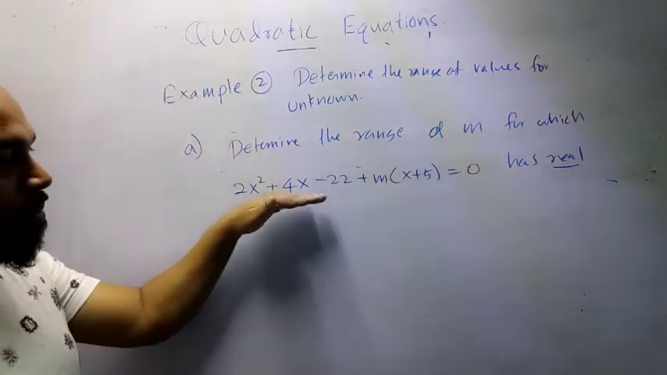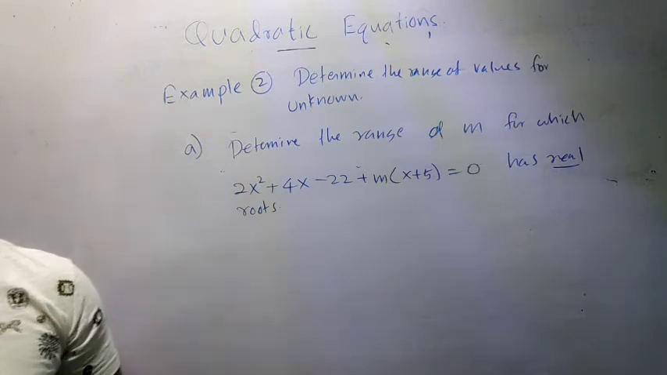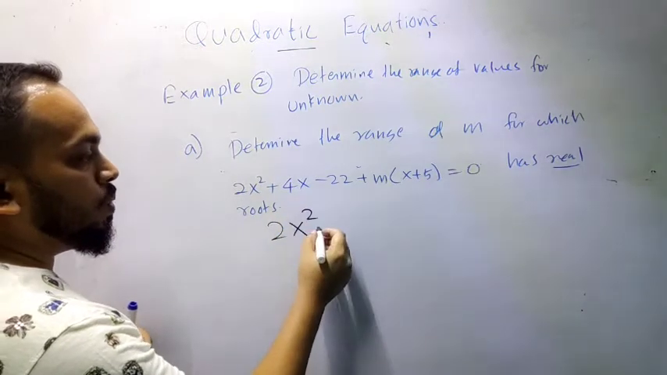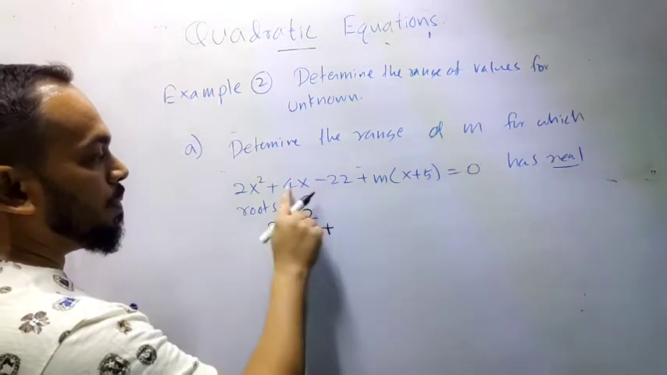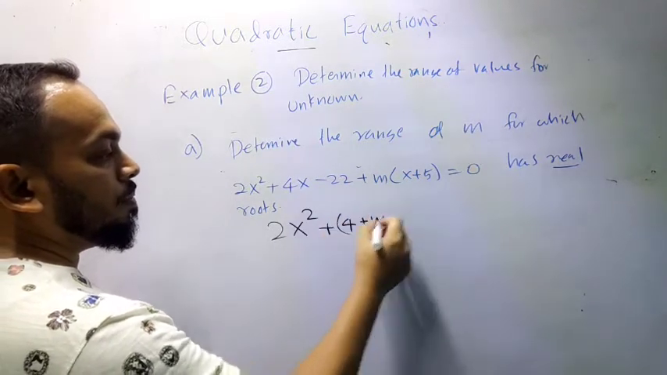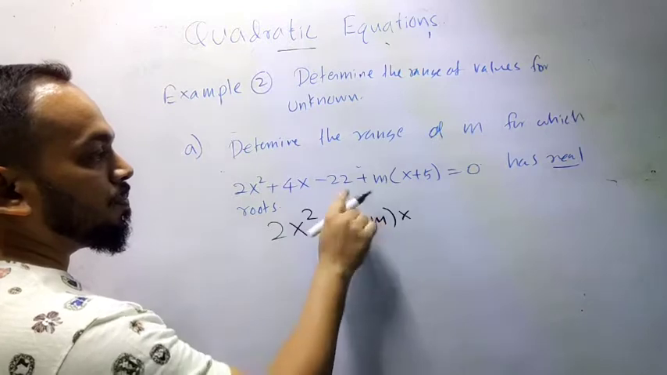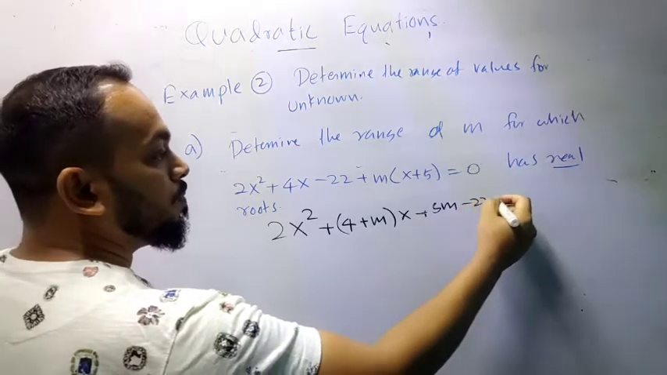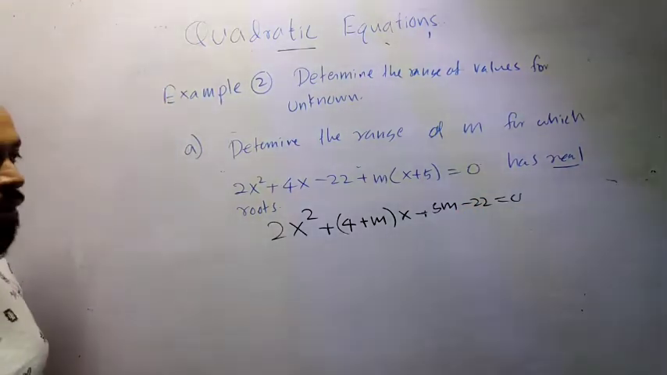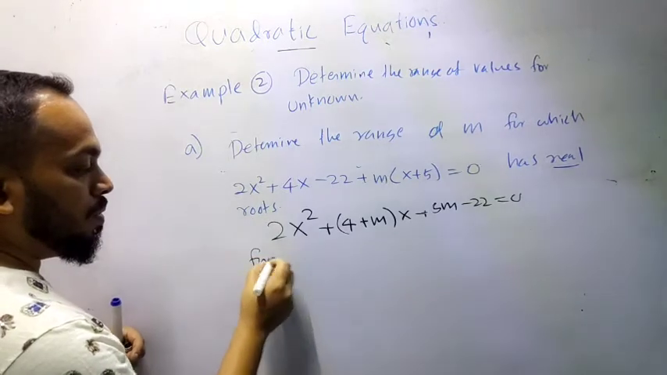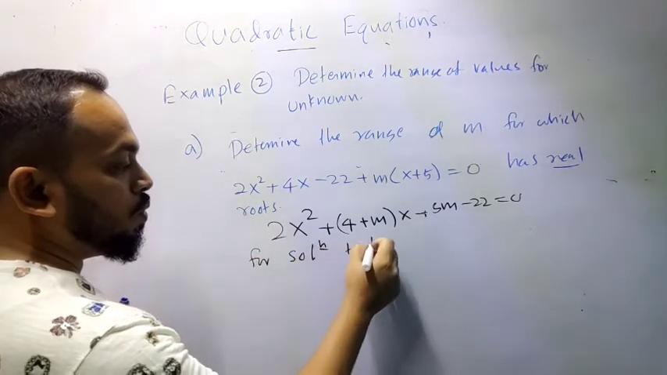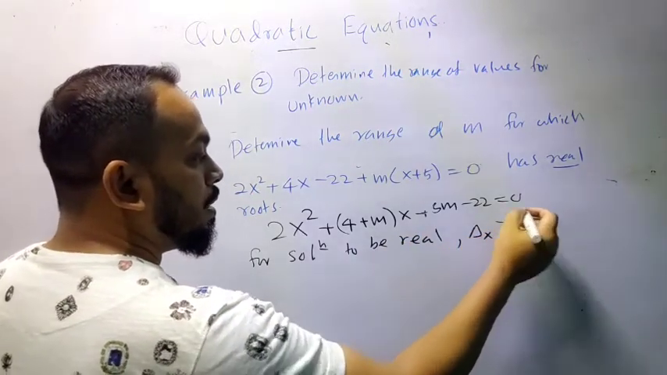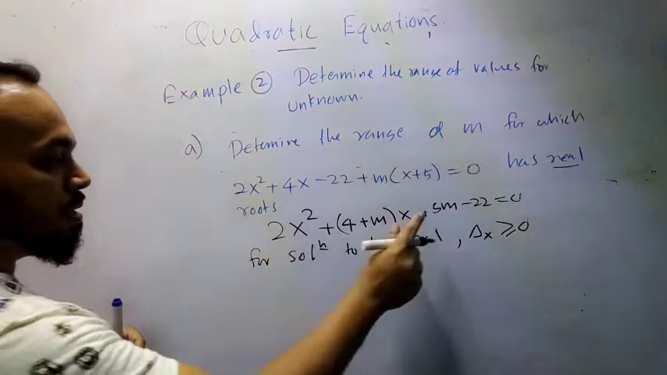Before taking the discriminant, we have to set this up as a quadratic equation. So first let's rearrange this term. 2x squared, we have the x term here, that is mx, so 4 times 4 plus mx, and we have 5m minus 22 equal to 0. Right? So now write the statement for solutions to be real: delta x must be greater than or equal to 0. Discriminant. What is the discriminant?